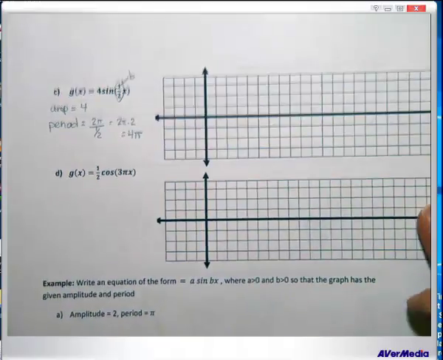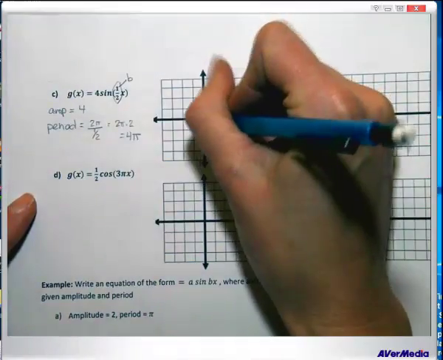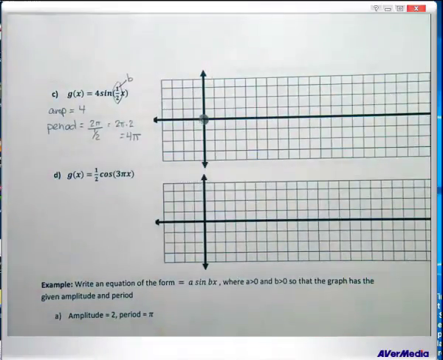Where does the sine function start? Where's its y-intercept? If I plug in 0, what do I get? 0. And you're going to do great at this. We need to remember sine starts at 0, 0. Cosine starts at its maximum and then goes from there. So in this case, the sine function starts at 0. I'm going to try to graph this one without graphing the parent function.